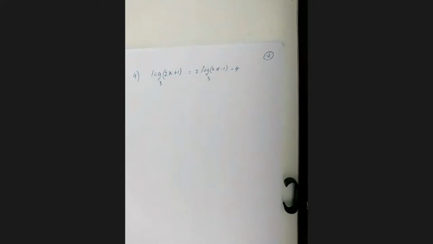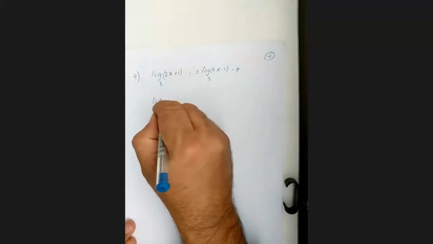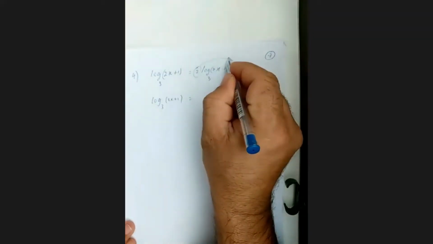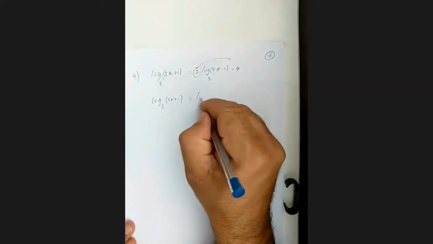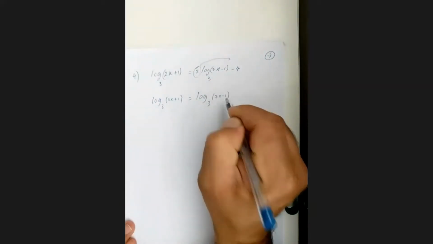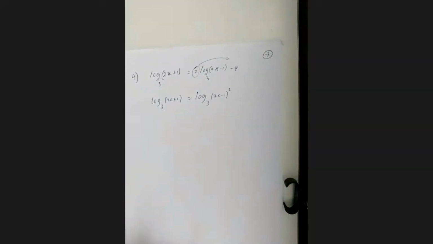The question is logarithm of 2x plus 1 to base 3 is equal to 2 times logarithm of 7x minus 1 to base 3 minus 1. We have to solve this one. So what are we going to do? I am going to take that 2 and make it the power. Apply rule number 3 in the opposite direction.